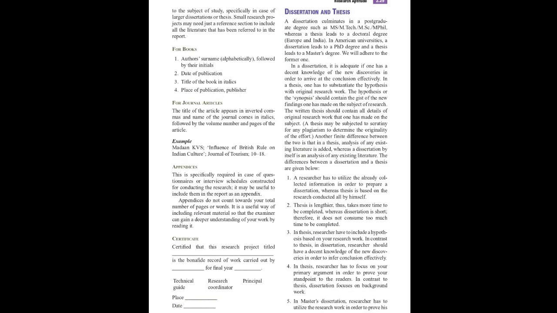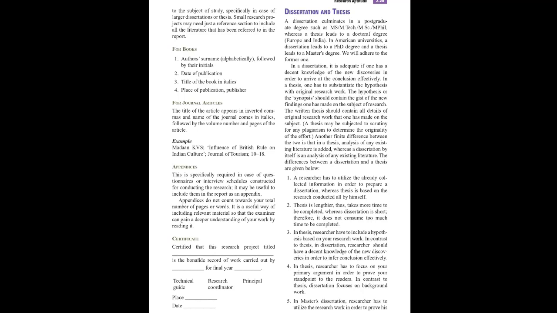List of references, bibliography. The list of references contains only the details of those works cited in the text. The bibliography includes sources not cited in the main text matter but are relevant to the subject of study, specifically in case of larger dissertations or theses.